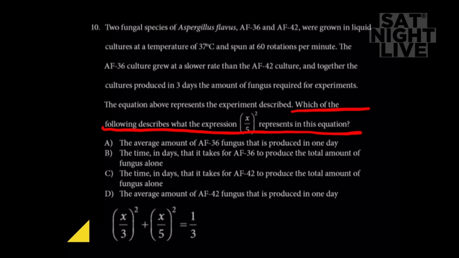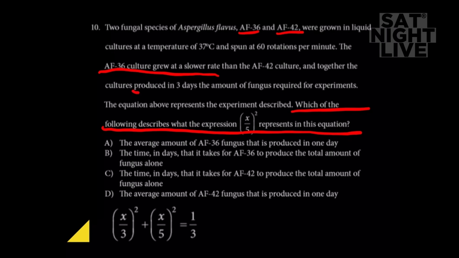Two fungal species of Aspergillus flavus, AF36 and AF42, were grown in liquid cultures at a temperature of 37 degrees Celsius and spun at 60 rotations per minute. There's no math to do here, but I might note that there are two fungi and there seem to be two terms on the left-hand side of my equation. The AF36 culture grew at a slower rate than the AF42 culture. So if I can figure out which one of those expressions are slower, I might have my answer.